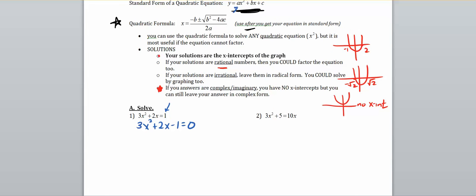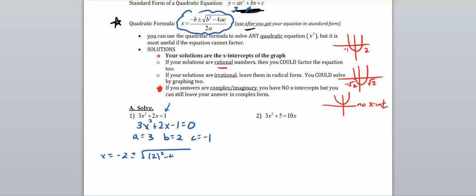Once it's in standard form, your a value is the coefficient in front of the x squared. So my a value is 3. My b value is the coefficient out front of your x term, so my b is 2. And then the c value is the constant, or what's by itself. So if I label a, b, and c, now all I have to do is plug and chug throughout my quadratic formula. So I'm going to say x is equal to negative b, so -2, plus or minus the square root of b squared minus 4 times a times c, and the entire numerator is over 2 times a.